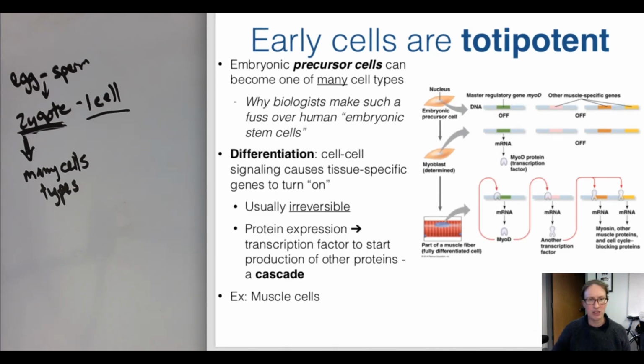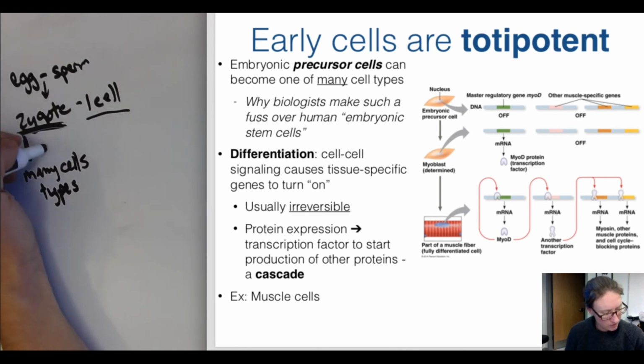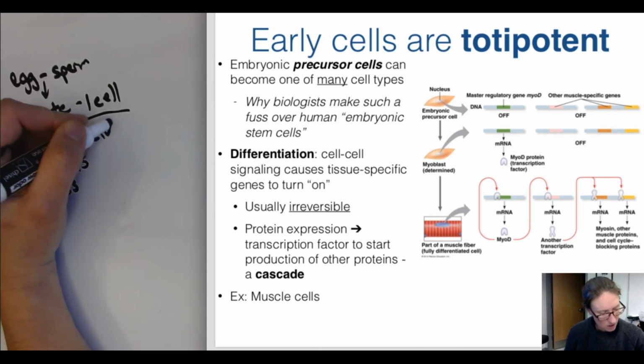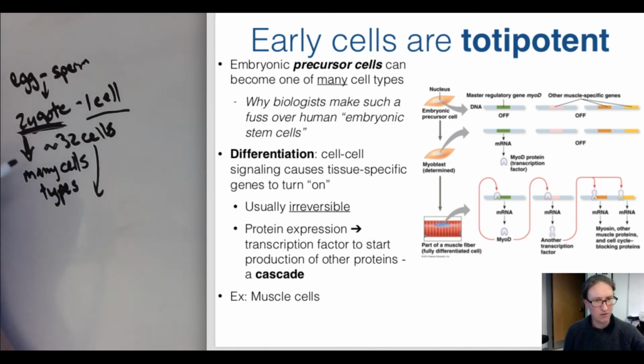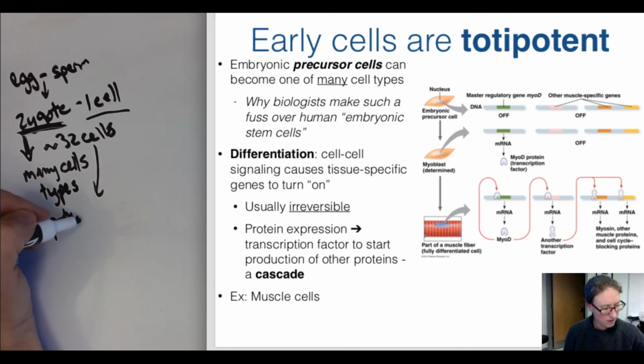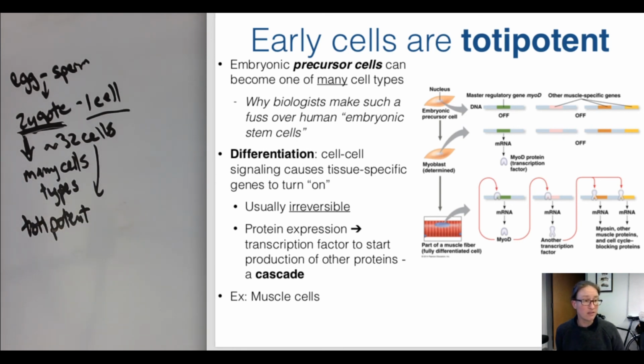So again, I mentioned the word totipotency. The early cells, right after the zygote stage, up to about 32 cells, those initial cells are all totipotent. And what that means is those cells have the potential to develop into any type of cell in your body. So you could take those cells and they could turn into liver cells, muscle cells, all kinds of things.